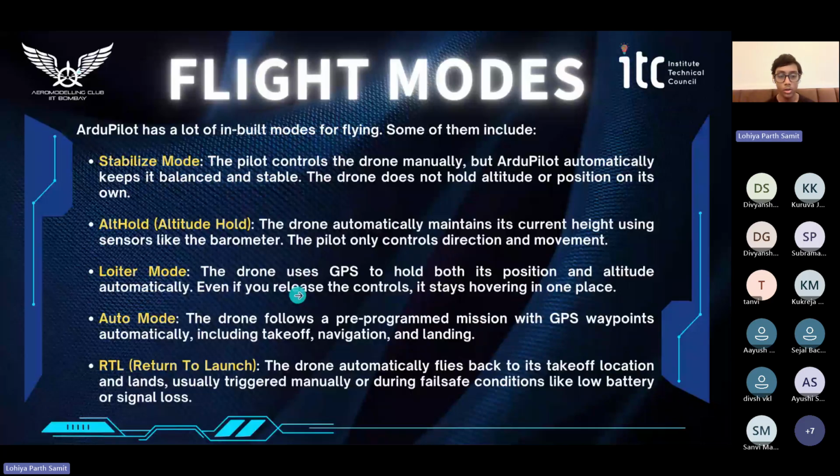The next is Auto mode. It is basically like we fed a program to the ArduPilot software, and it can follow that pre-programmed mission with GPS waypoints, including taking off, landing, navigation, and also maybe using systems like a gripper to pick things up or put things down. And the most important flight mode feature is RTL, or return to launch. In this mode, the drone flies automatically back to its takeoff location and lands. It is usually triggered during failsafe conditions like low battery or signal loss.